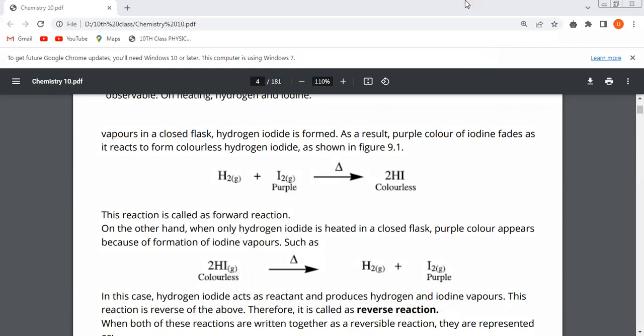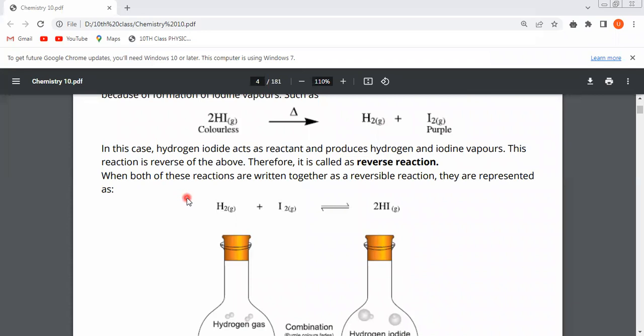When both of these reactions are written together as a reversible reaction, they are represented as H2 plus I2 forward and reverse reaction to 2HI.